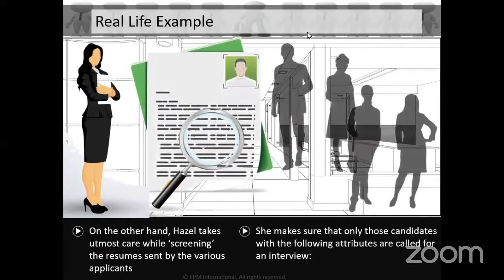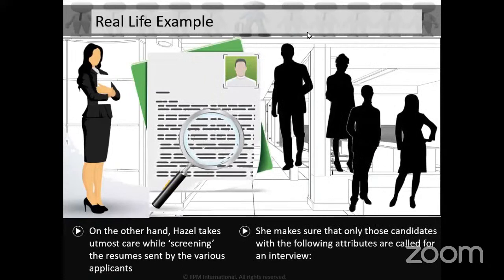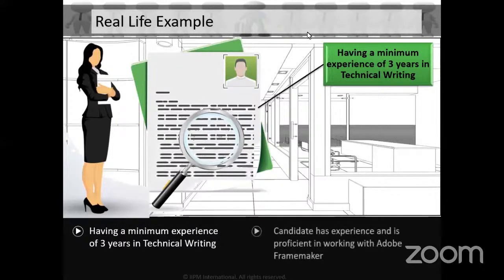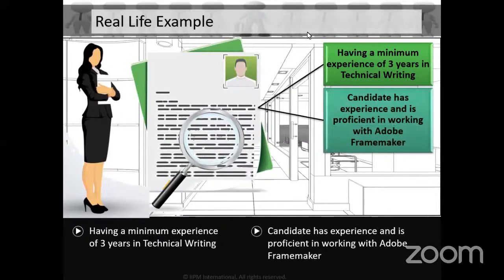Now, Hazel, on the other hand, took utmost care while screening. So as she was screening the resumes sent by different applicants, she was very careful. She made sure that only those candidates with the following attributes are called for interview. Number one, you need to have a minimum experience of 3 years in technical writing. Number two, she needed candidates with experience and who are proficient in Adobe FrameMaker.